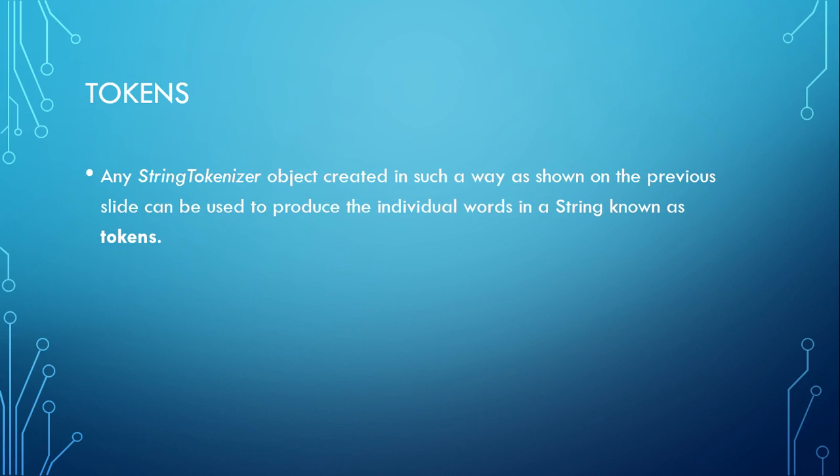Alright, now we've mentioned this term already, token, a couple times, so let's quickly define it. Any StringTokenizer object created in such a way that is shown on the previous slide can be used to produce individual words in a string, known as tokens. So when we're looking at a string and we want to look at the individual word, each one of those words is what's known as a token.